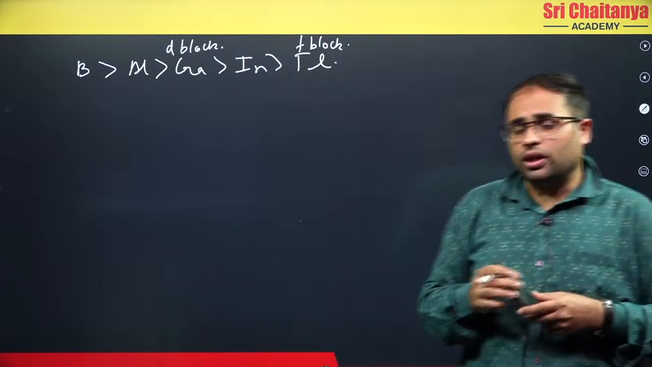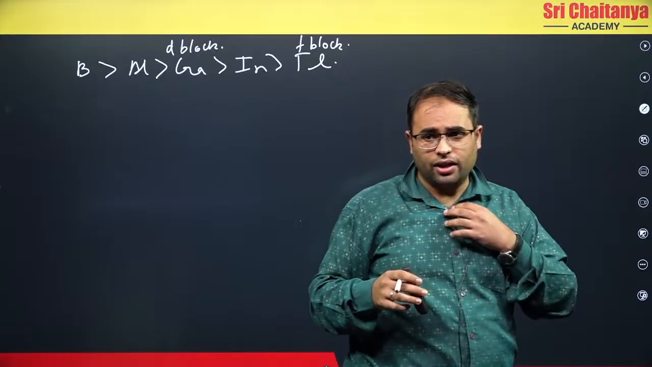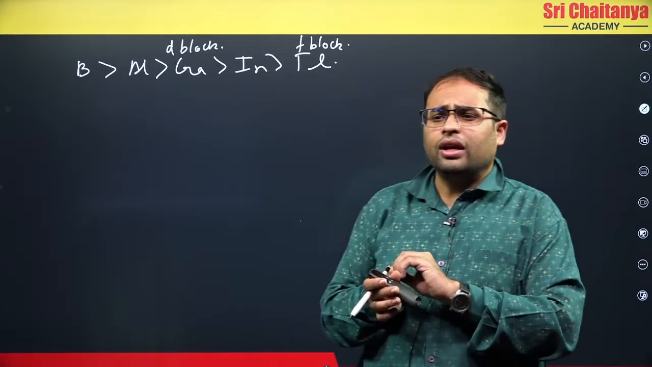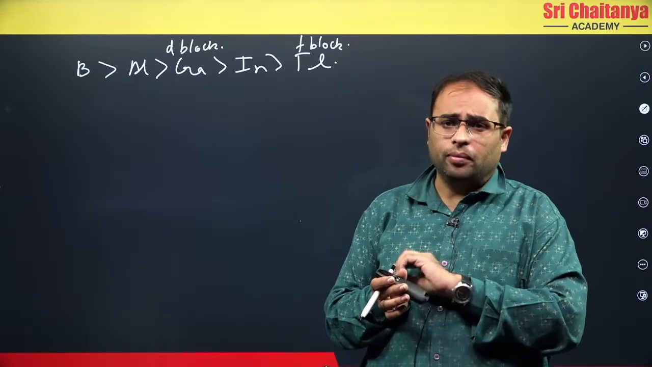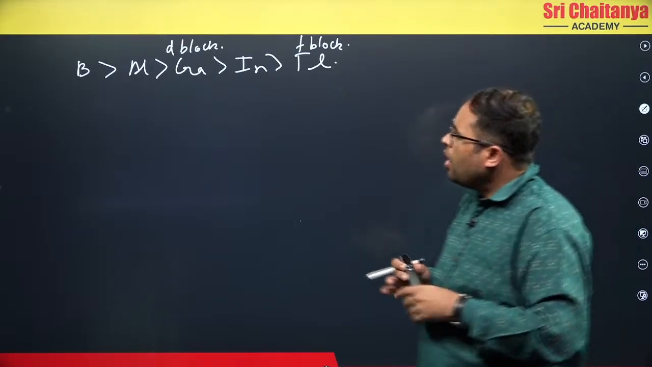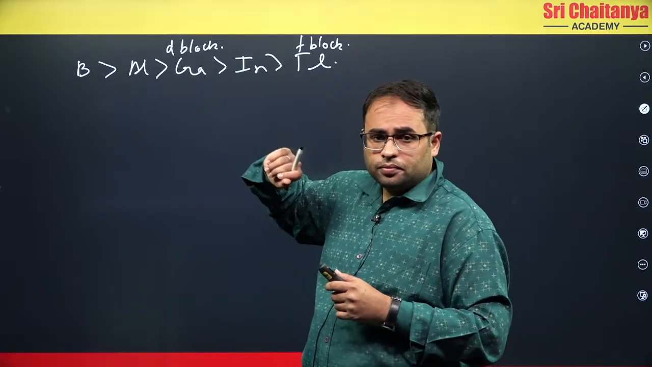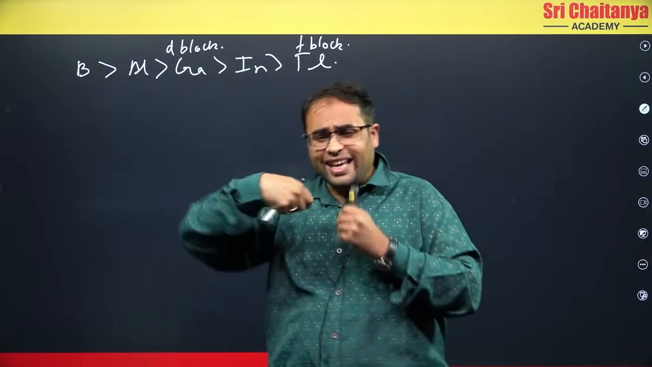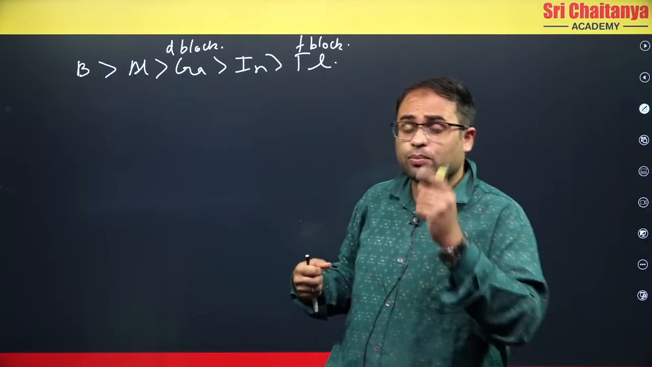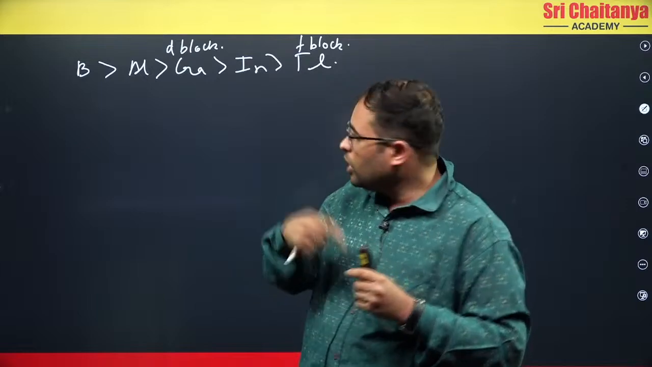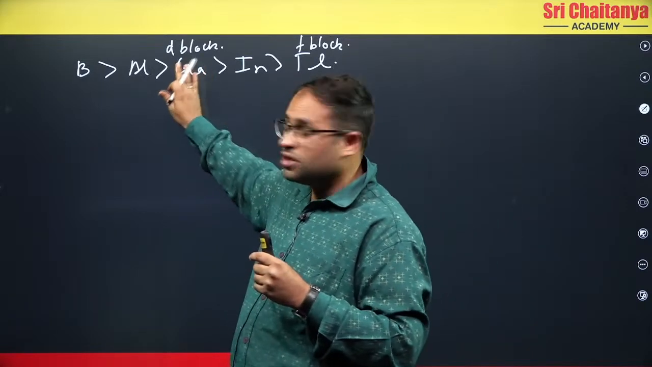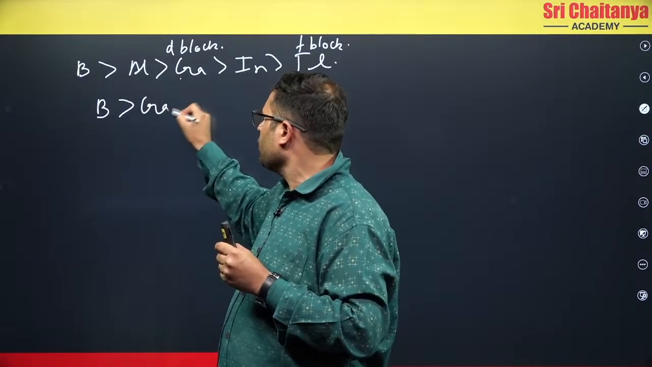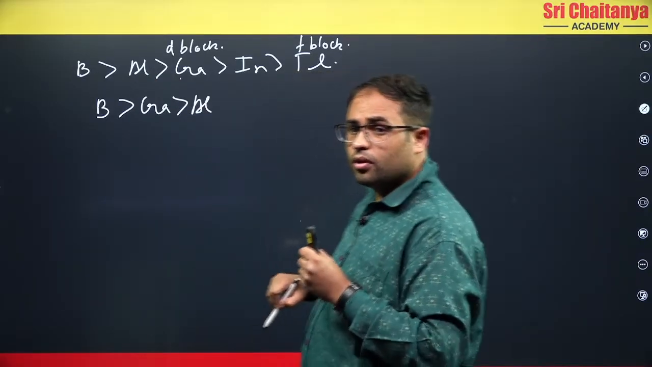Now d orbitals are poor shielders of electrons, correct? D orbitals are poor shielders of electrons. So then what will happen? Simple. This will feel an increased pull of electrons, increased pull of nucleus on the electrons. If the nuclear pull is more, this will have a higher ionization energy than aluminum. So simply switch these in position, right?